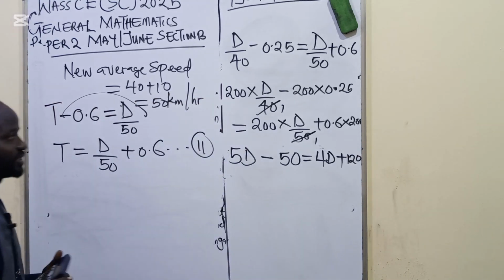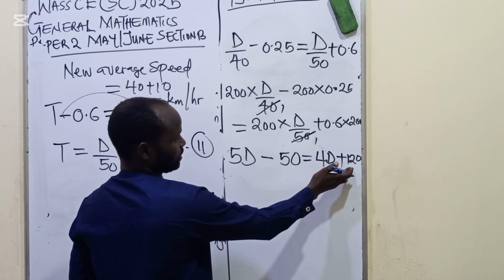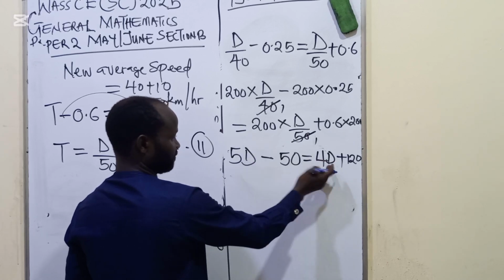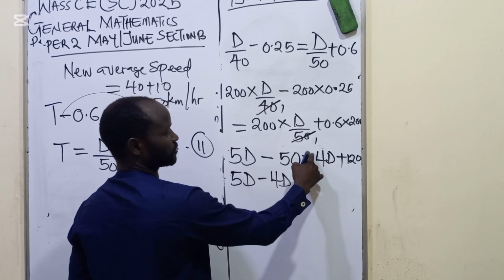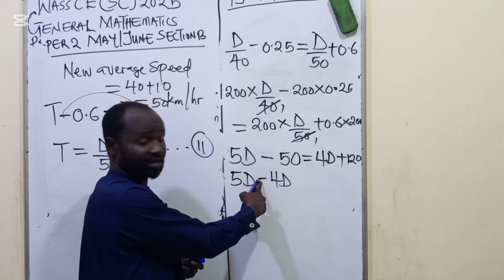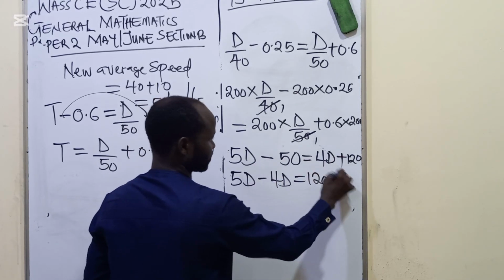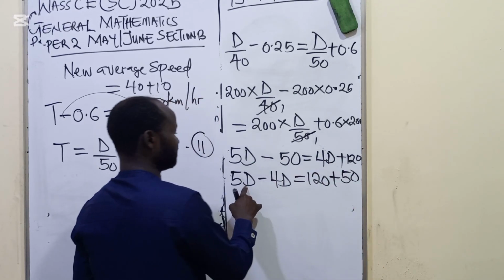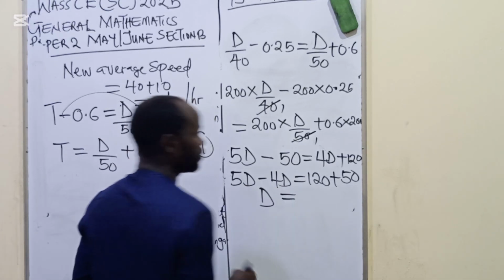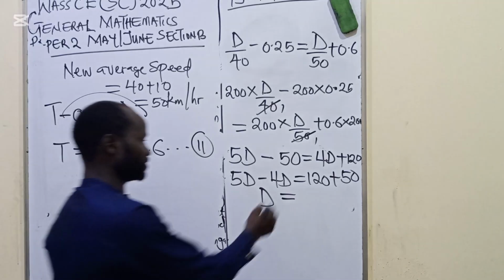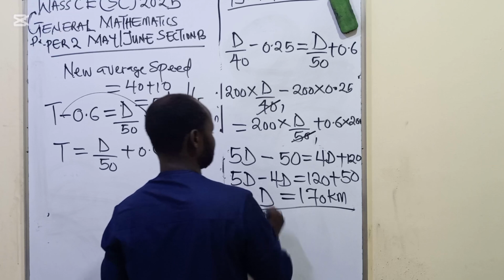So at this point, we collect like terms. So we are looking for d. So let me bring 4d to the other side. That will be 5d minus 4d, because this is plus 4d, crossing the equal sign will be minus. That will now be 120. This is minus 50, crossing the equal sign, it will be plus 50. 5d minus 4d will be left with d. That's the distance now. It will be equal to 120 plus 50. Of course, that will be 170 kilometers. So this is said to be the distance.